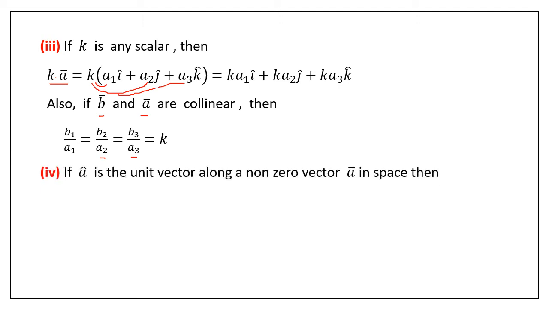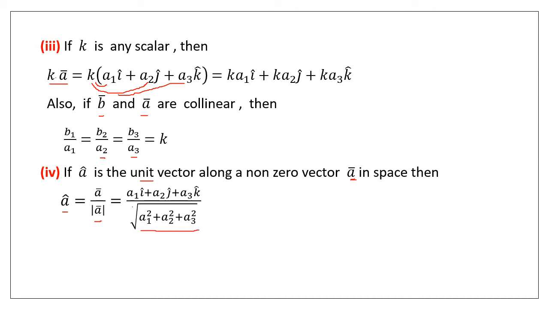If a cap is the unit vector along a non-zero vector a bar in space, then by using the definition of unit vector we can write a cap equals a bar upon mod of a bar. Write a bar equals a1 i cap plus a2 j cap plus a3 k cap, and the modulus of a bar is under root a1 square plus a2 square plus a3 square.